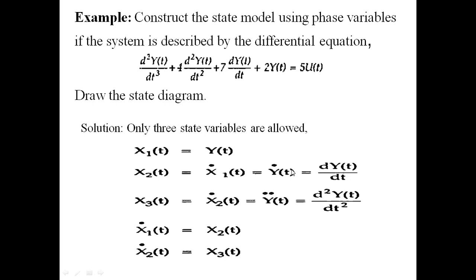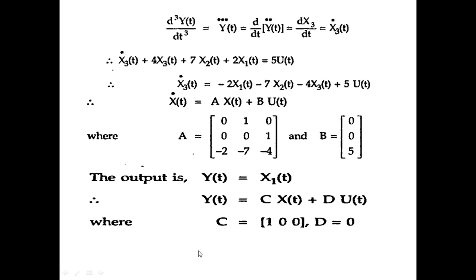Then next, the third variable, d square y of t divided by dt square, is x3 of t, which is nothing but x2 dash of t. Again, this is a second order differentiation. So next, what about the last one then? Which is nothing but x3 dash of t. Is it correct? So x1 dash of t is nothing but x2 of t. Correct. Then x2 dash of t is nothing but x3 of t. Then what about x3 dash of t then?